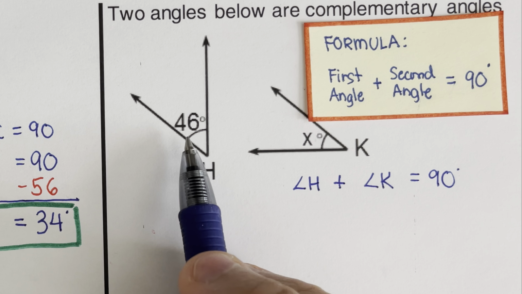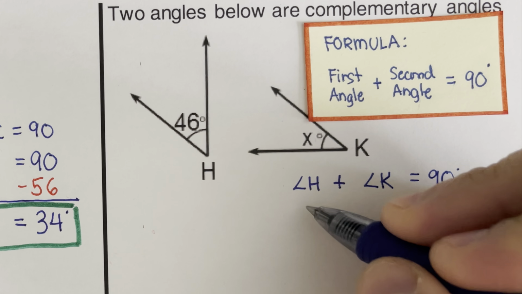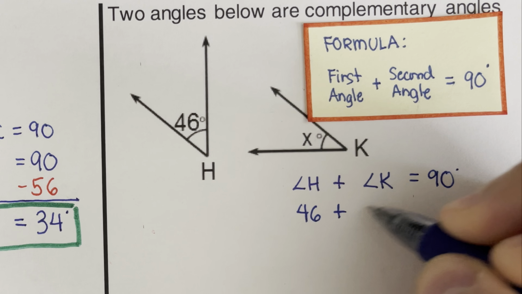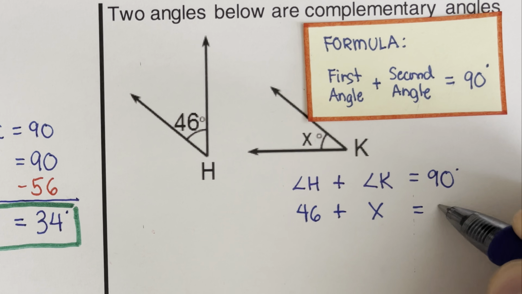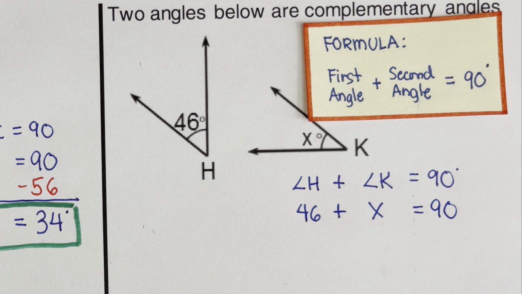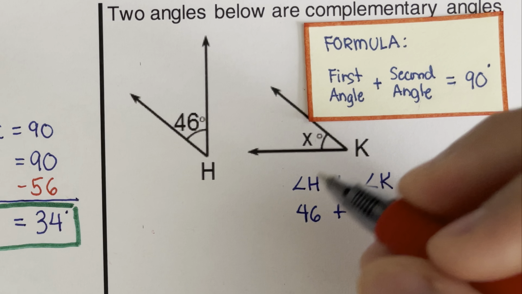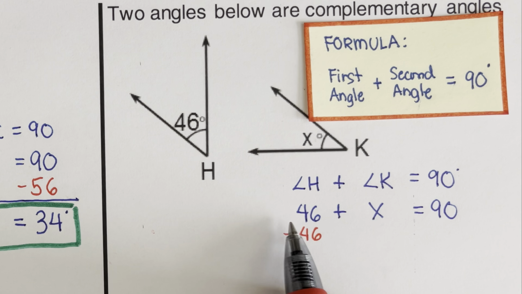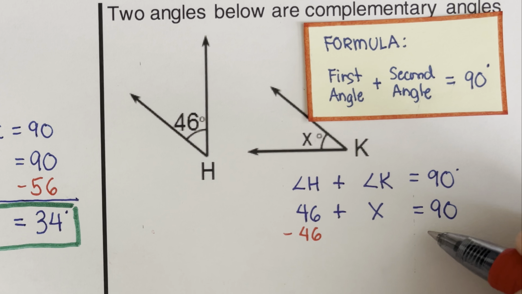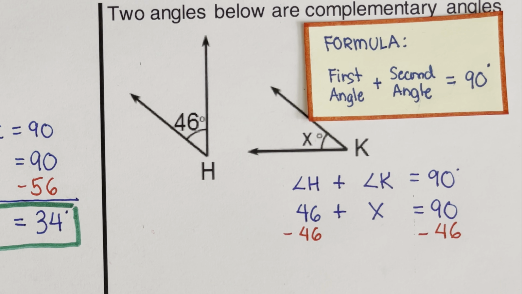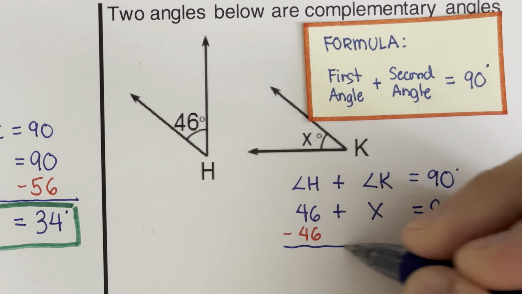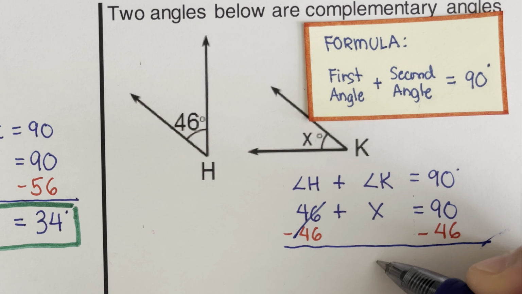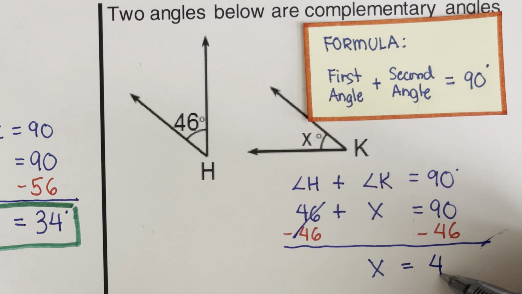So we plug in the values. The first value that we got here is 46 for H. And then we got an x for angle K, and that is equal to 90. Again, our task here is to determine the value of x, which means that we need to isolate x by itself on one side of the equation. In order to do that, we are going to subtract 46 from both sides. So we can clear this side and only have x on that side. Minus 46, so that we are able to cross out the 46 and 46. Then we are left with x is equal to 44 degrees.